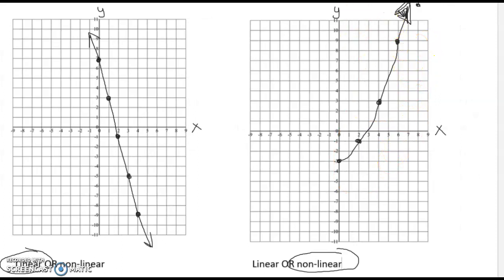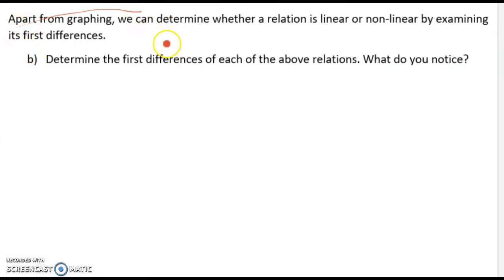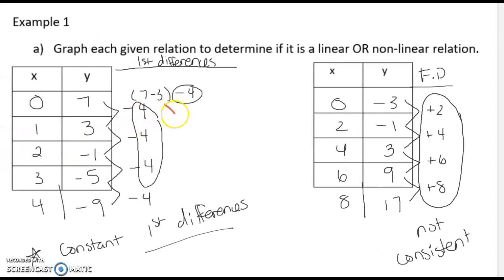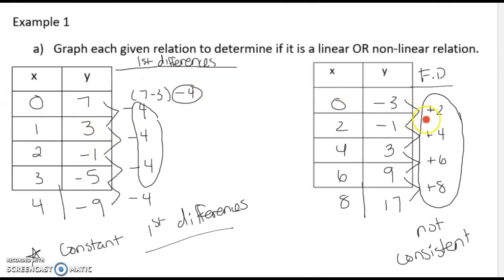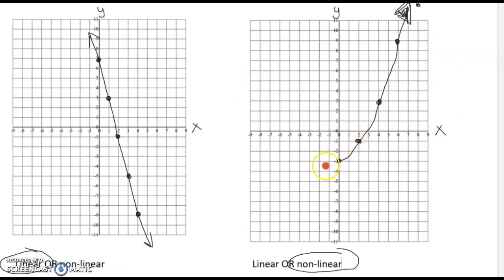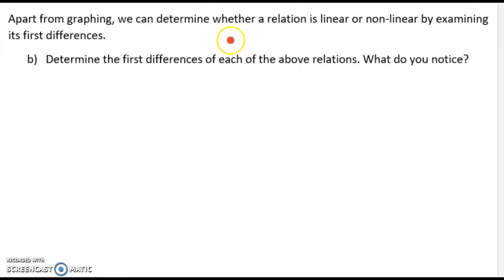Non-linear. So this part, it says apart from graphing, we can determine whether a relation is linear or nonlinear by examining the first differences. So that's what we just did. Determine the first differences of each of the above relations, and what do you notice? So we already talked about it. So the first differences, if it's a straight line, it's constant. Second one, first differences, not constant or not consistent, and it's not a line. So let's fill this in.